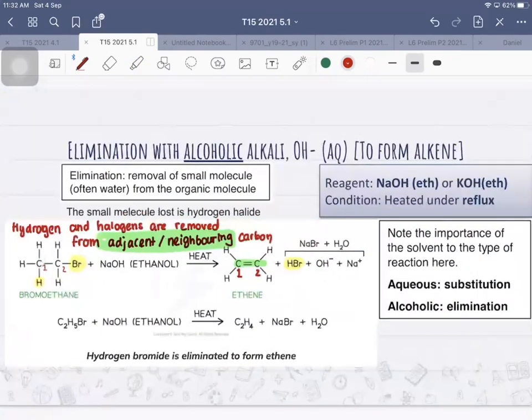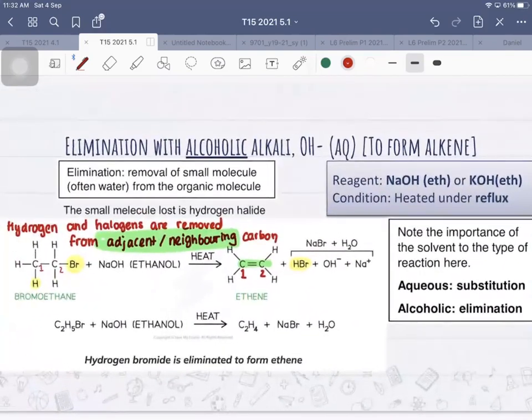Right, so can you please copy this down? When you're done, please let me know so that we can move on to the examples. Okay, the next one is elimination of 2-bromopropane. Miss, for the NaOH, is it important that we have to put in the ethanol? Yes, because if it is aqueous, then it undergoes the substitution reaction. And if you just write it down as NaOH, then that is ambiguous, so your answer will not be accepted.